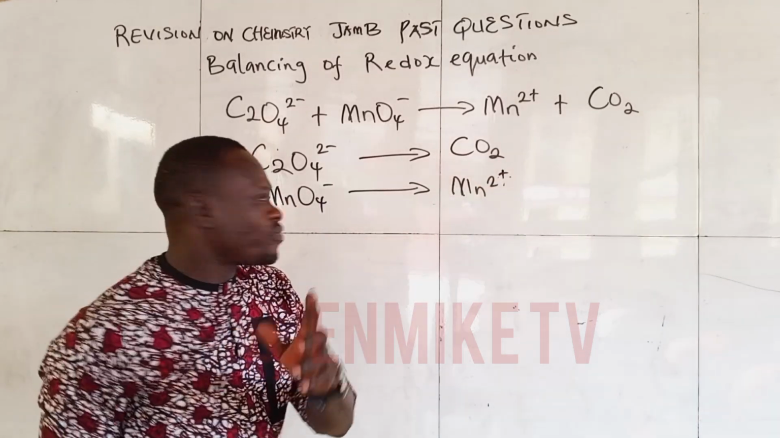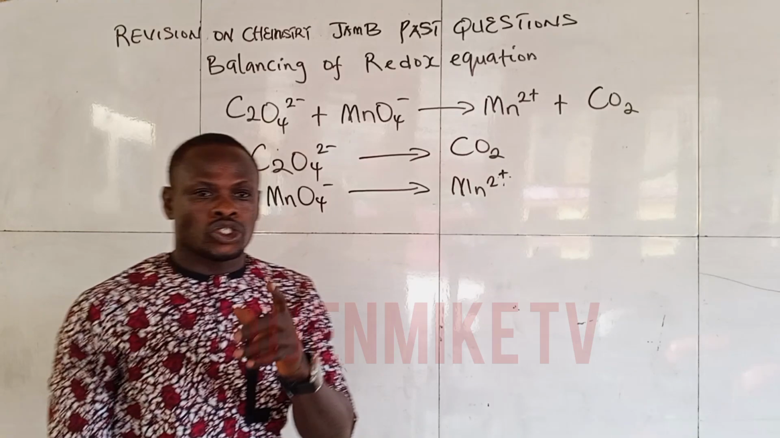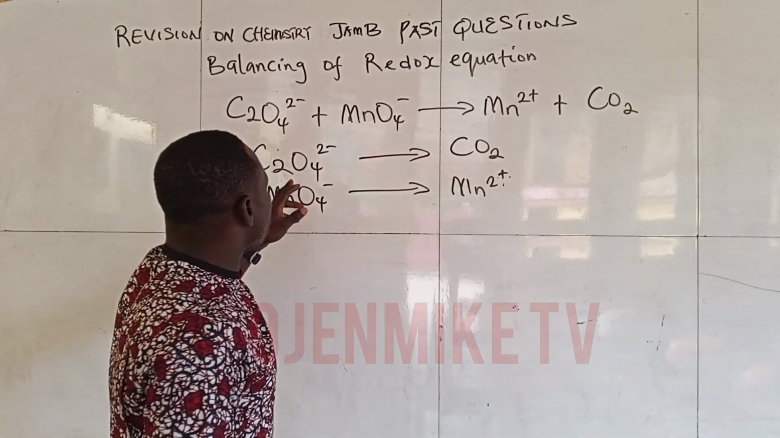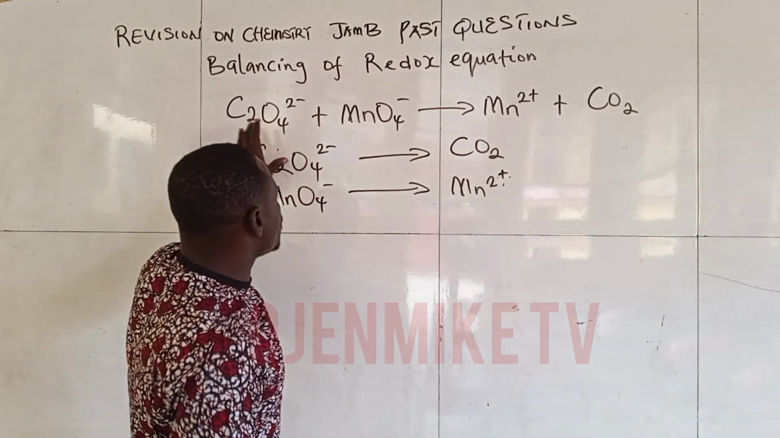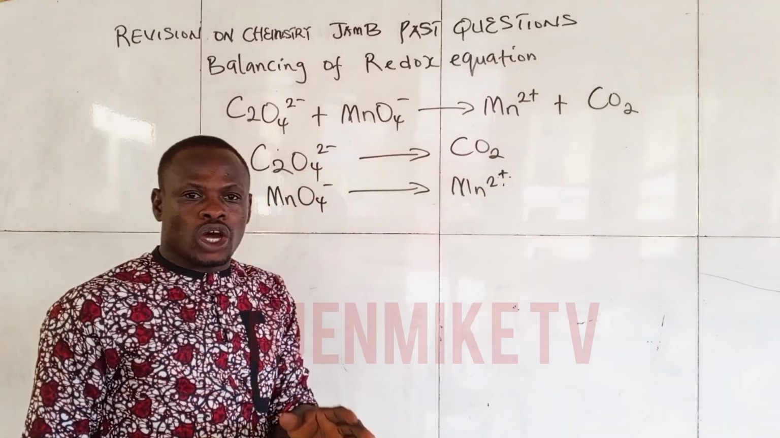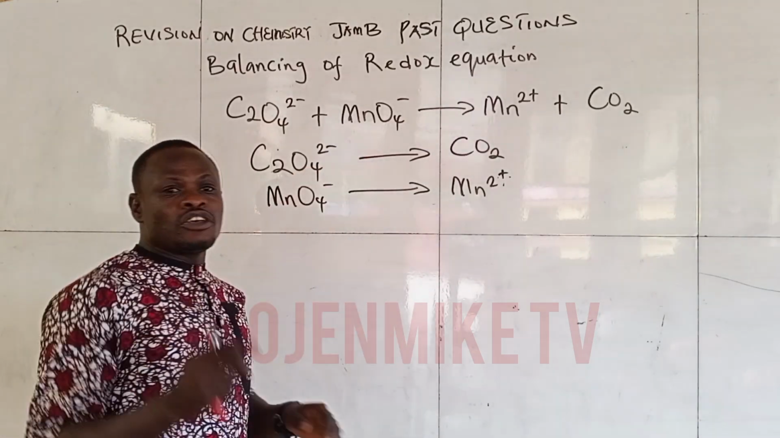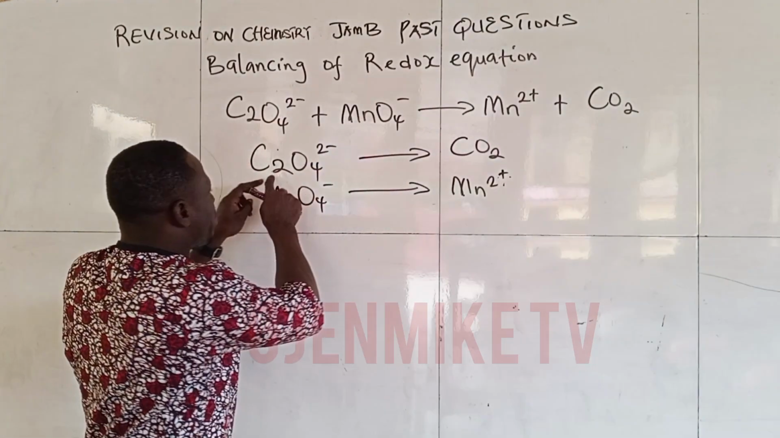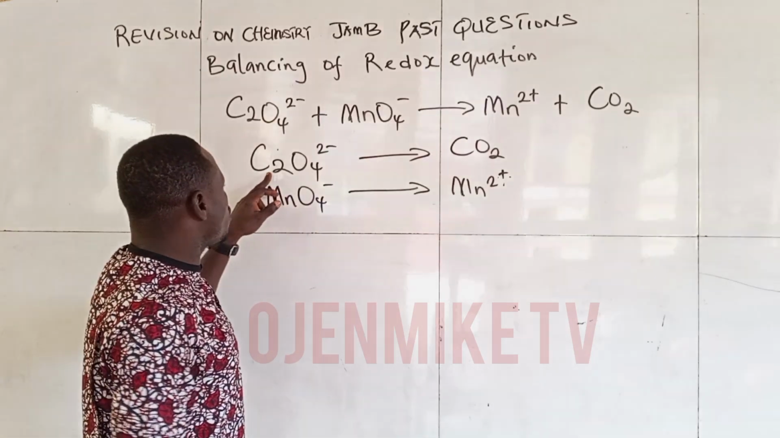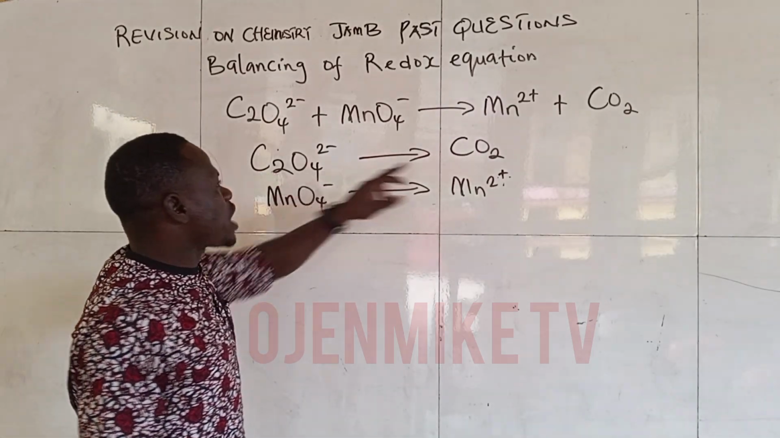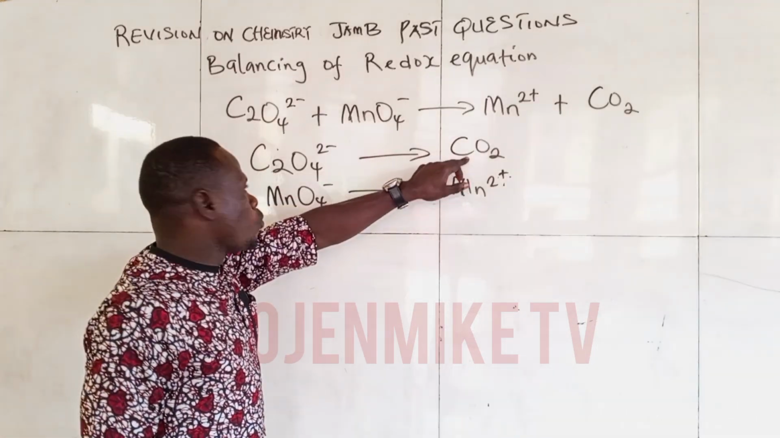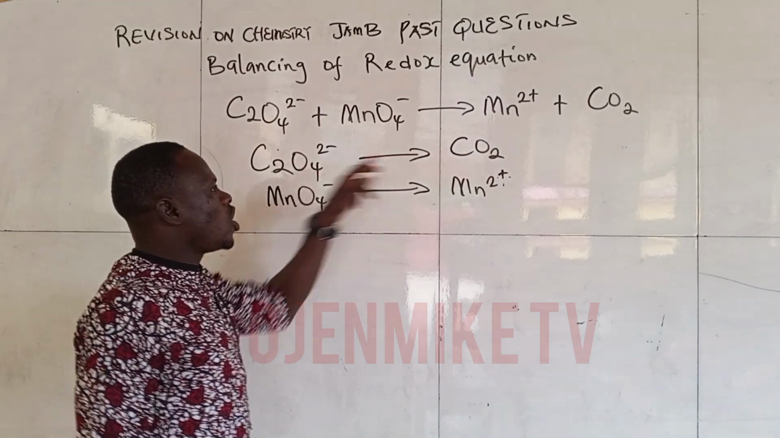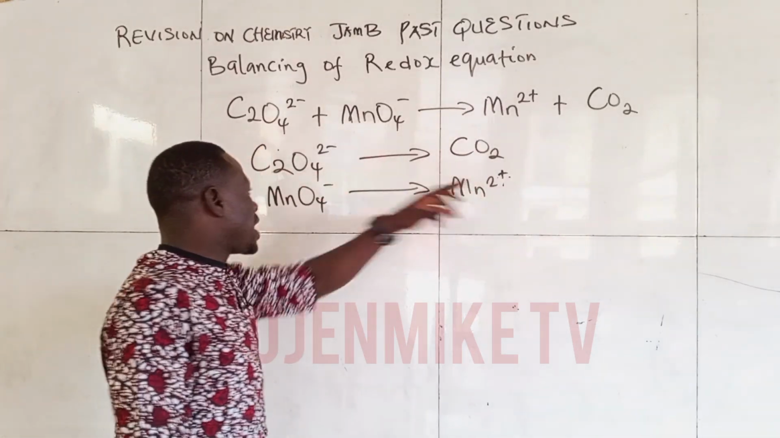So the first step of balancing a redox equation is that you have to split the component part into its oxidation and the reduction. The next thing is to balance the atoms. As you can see here, the carbon atom here is 2. Carbon atom here is 1. Oxygen here is 4. Oxygen here is 2. So we have to balance it.